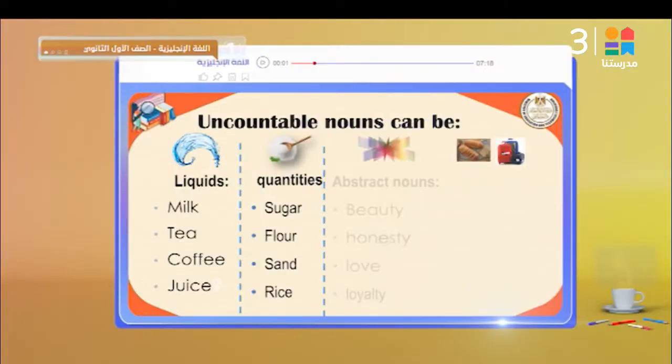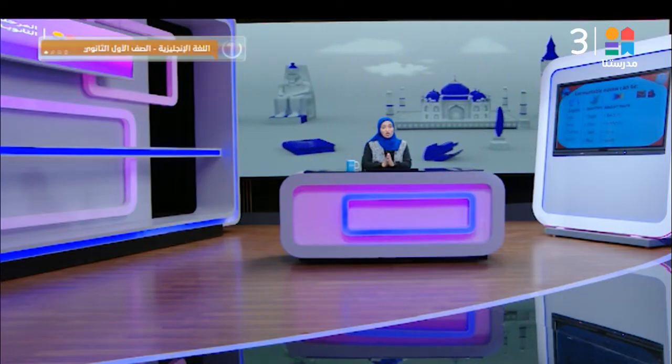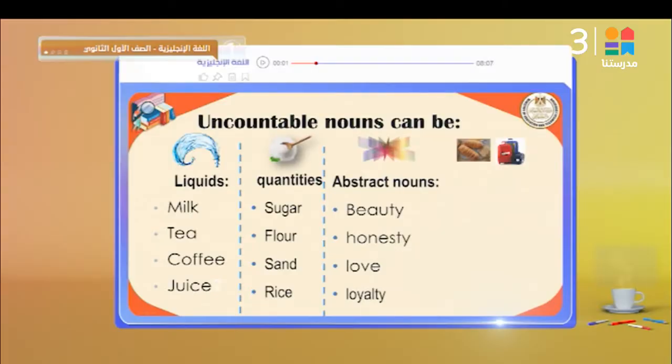What else can be uncountable? We have abstract nouns. As we said, abstract nouns are uncountable. What's abstract? Something you can't touch. Like what? Like love, like honesty, like loyalty, beauty. These words are uncountable because they are abstract. We can't touch them.